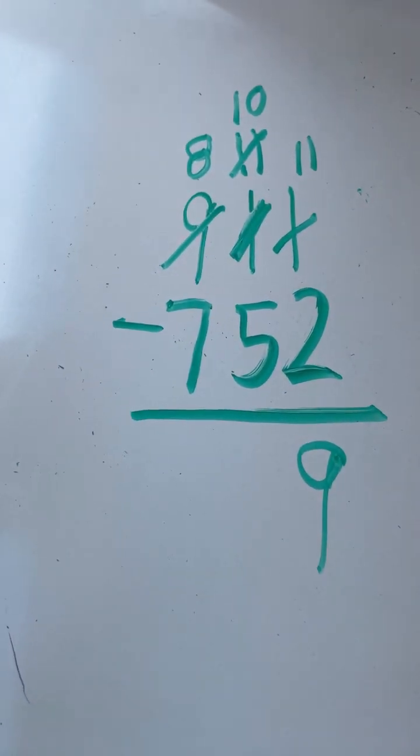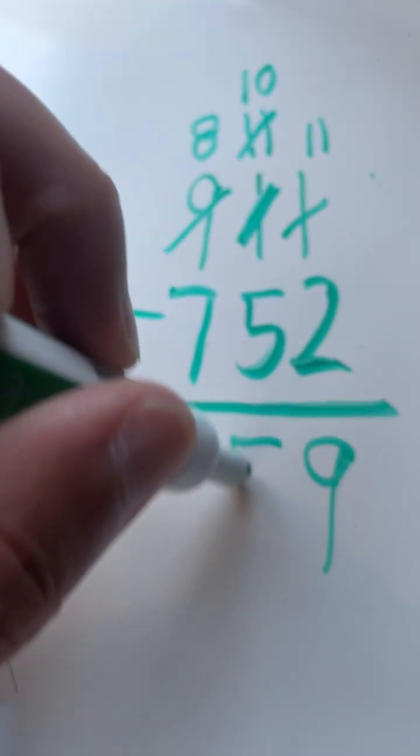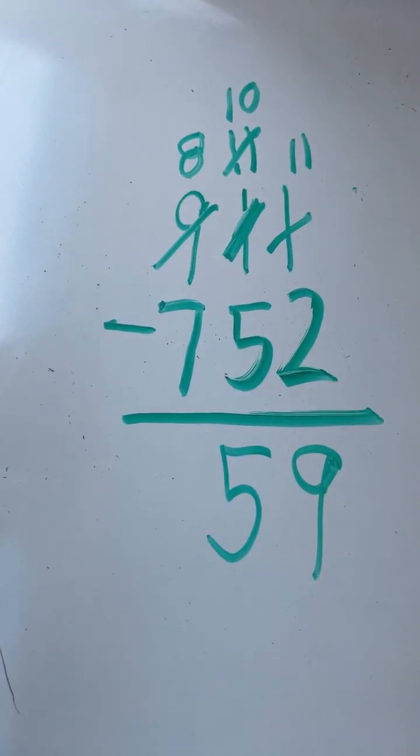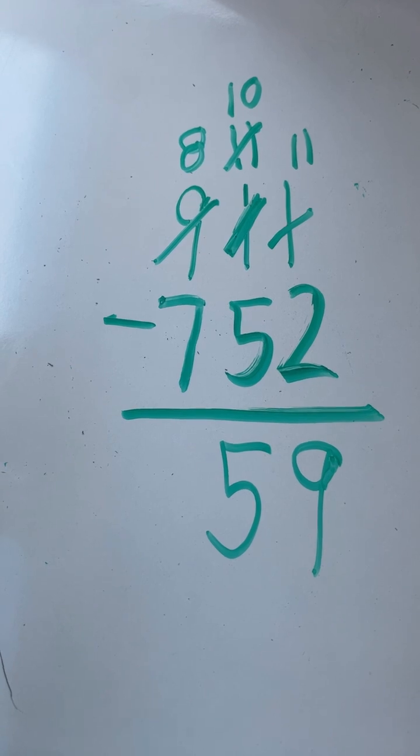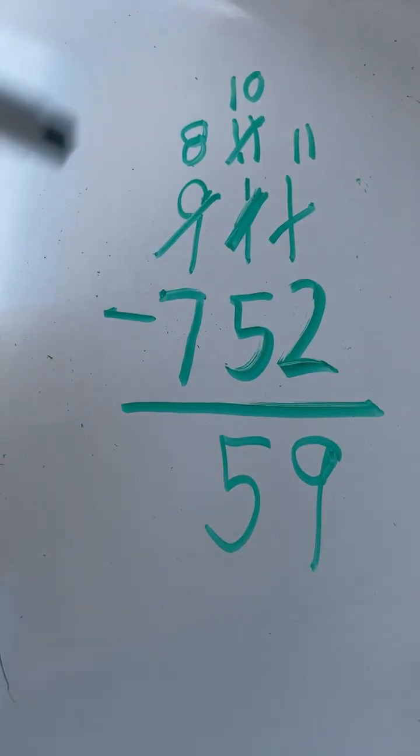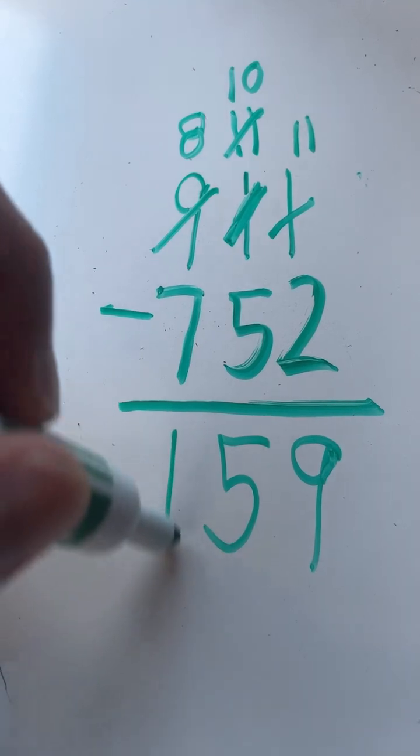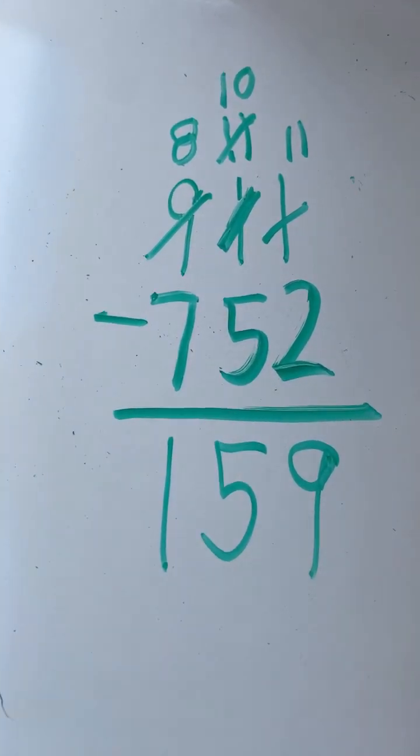10 minus 5 equals 5. 8 minus 7 equals 1. And our answer is 159.